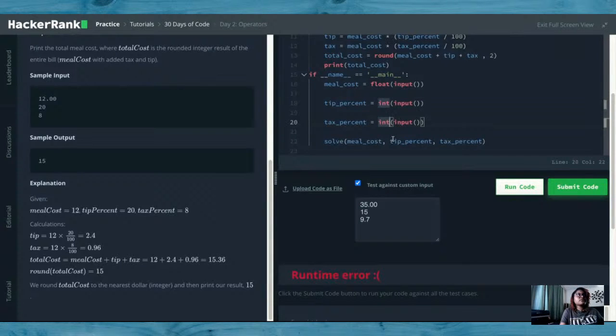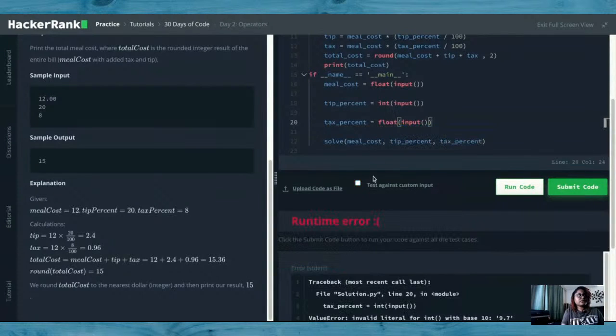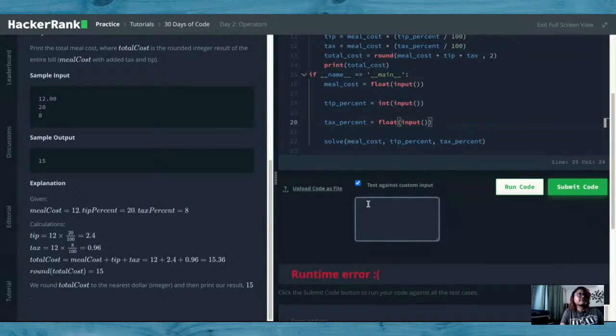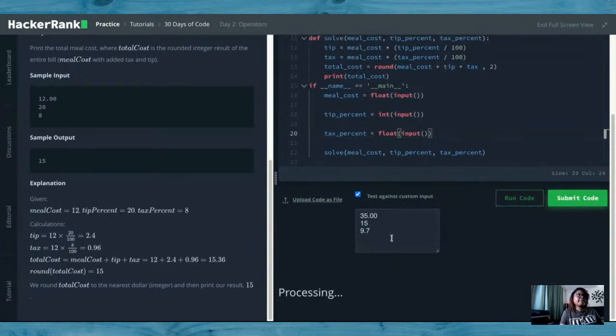So let's say I just want to switch this up so I can show. Go back in there. What'd I do? $35. I'm tipping Instacart like 15%, and the tax is 9.7 because it's coming from Whole Foods in Brentwood, okay? So now let's run the code again. Now we're entering a float, which has a decimal point. We're entering an integer, which is a whole number. And then we have another float, which is the 9.7. Run the code.